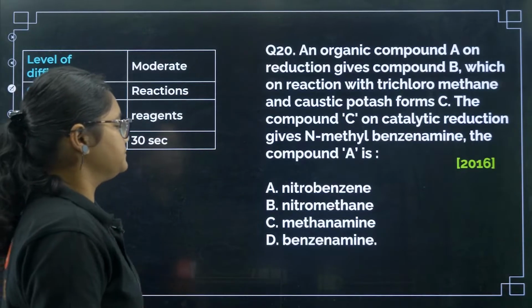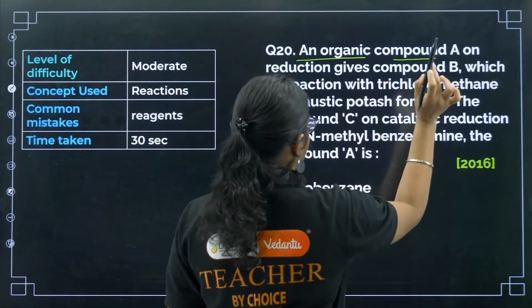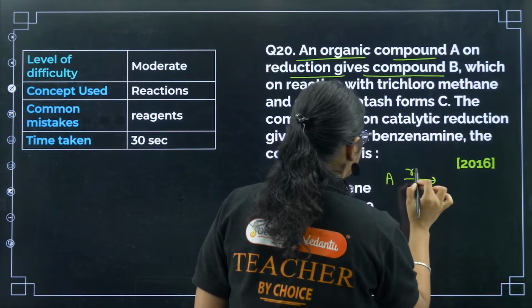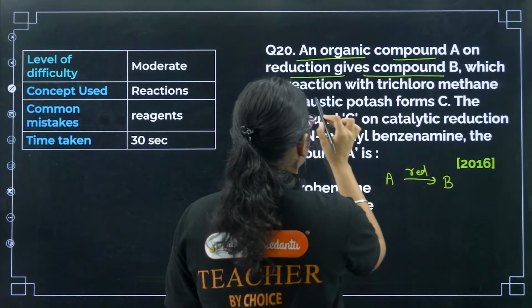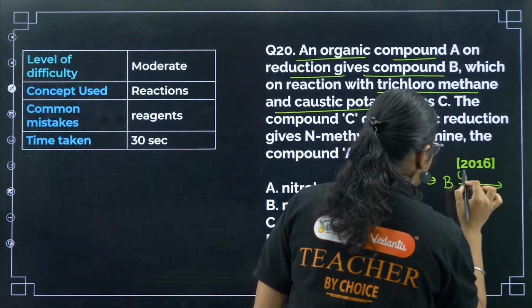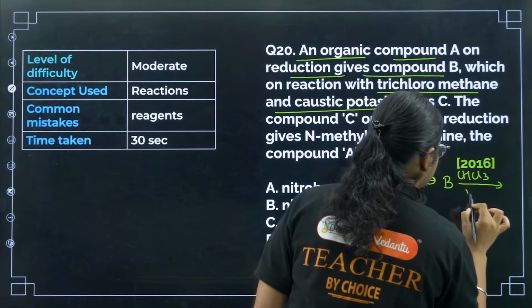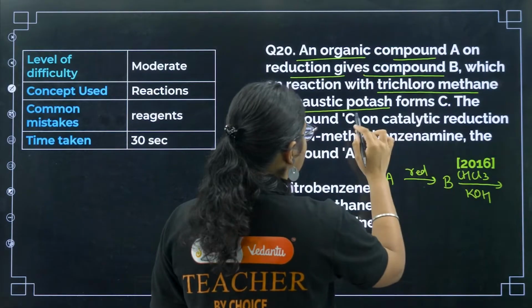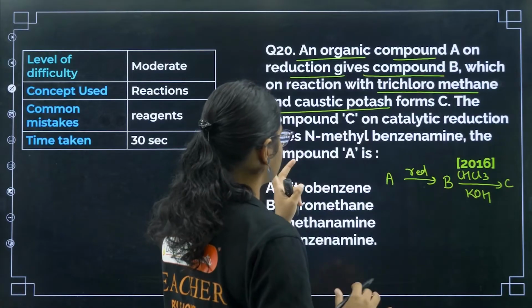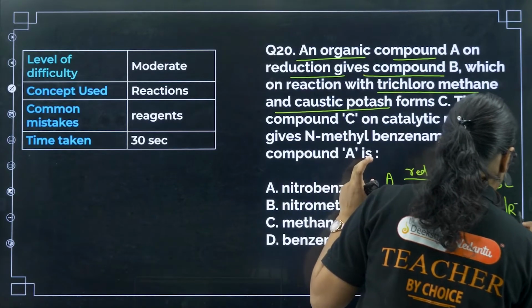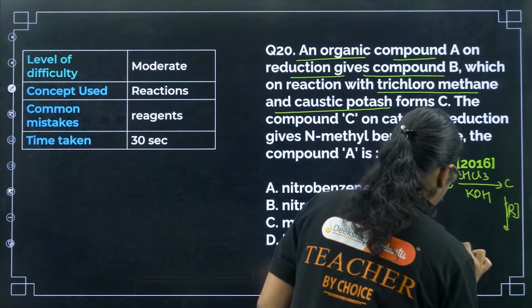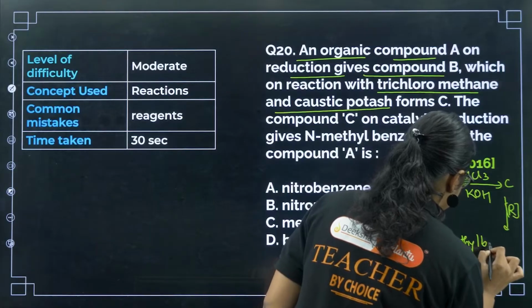Next, 20th question: an organic compound A on reduction gives compound B, which on reaction with trichloromethane and caustic potash forms C. The compound C on catalytic reduction gives N-methyl benzenamine.